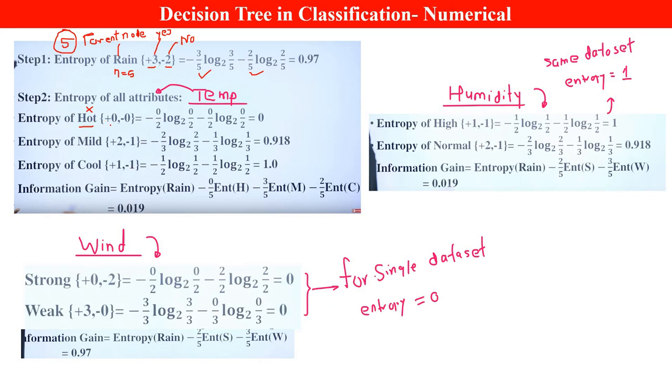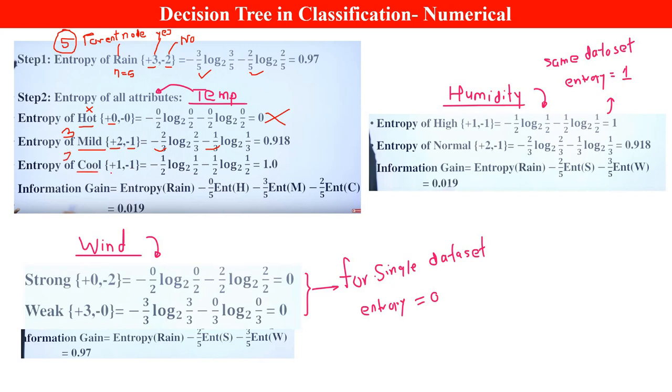So hot is not there. So the probability is what? 0 by 2 and 0 by 2. Okay. So because it is not coming, you can neglect this term. Mild is coming 3 times, 2 times yes, 1 time no. So probability of yes is 2 by 3 and probability of no is 1 by 3.